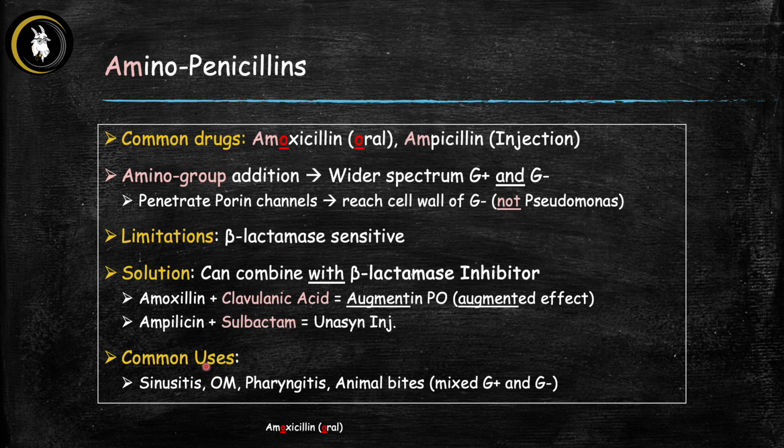The most common uses of these drugs is for infections involving anything in the head, neck, and respiratory tract, and that's because these are usually a mixture of gram-positives and gram-negatives, and that's what we can cover with these antibiotics. So things like sinus infections, otitis media, which is ear infection, pharyngitis, and animal bites, all of these are great examples of infections that we can typically treat with these aminopenicillins and sometimes combine them with the beta-lactamase inhibitors.